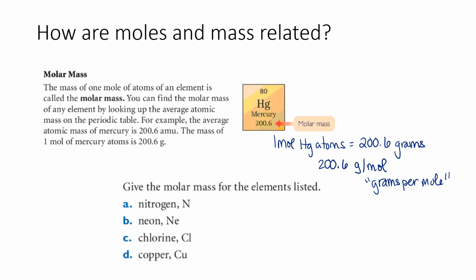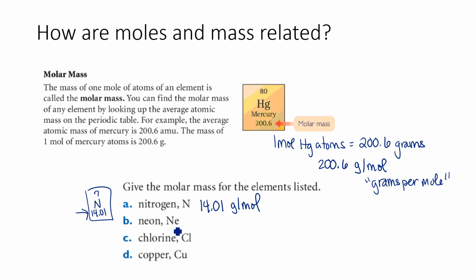So we can look on the periodic table and find the molar mass of these elements. You can pause the video and try this on your own. But if you look on the periodic table, like for nitrogen, its box looks like this. So that number on the bottom is the molar mass. So nitrogen has a molar mass of 14.01 grams per mole.